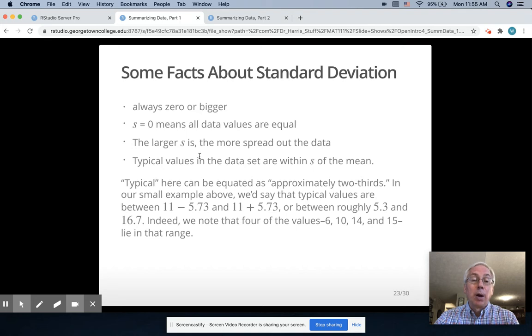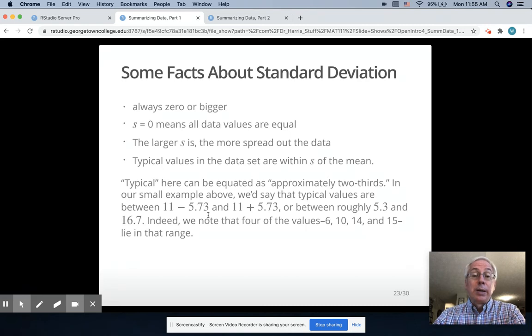But if I've got a large number for S, that means that my data might be fairly spread out. And the other thing that we would say is that typical values in a data set are typically within one standard deviation of the mean. And by typical, we'll say more about this in the not too distant future, but for right now, we can think about it as meaning about 2/3 of my data. So about 2/3 of my data points should be within one standard deviation of the mean.